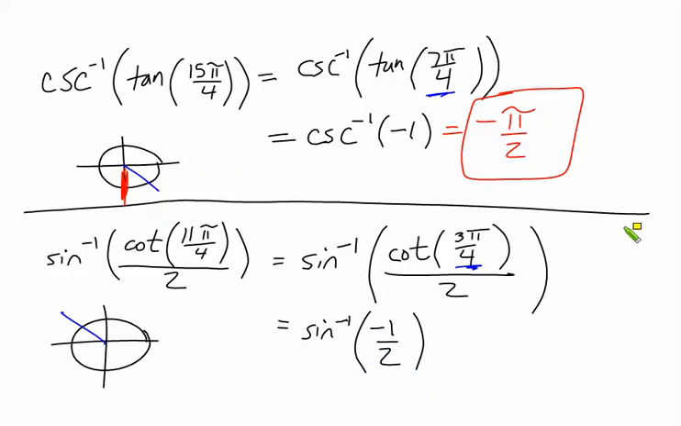Remember, the inverse sine gives us answers exclusively in the first and fourth quadrants. So we want where the y value is negative 1/2, that's going to be over here, and that's going to be expressed as negative pi over 6. So that's really all we're doing.